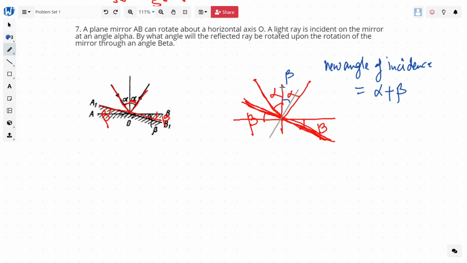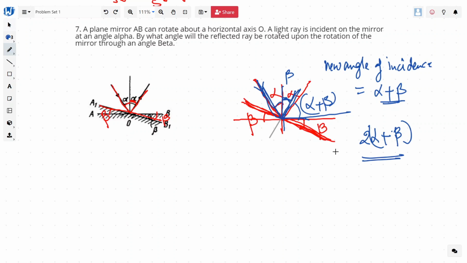So this was our previous normal. Now this is our new normal, and now this is the light ray which is coming like this. So now the angle of incidence is alpha plus this beta. Okay, hence it will reflect like that at an angle alpha plus beta. So the new angle at which it will go, basically the whole deviation from here all the way here, is going to be 2 alpha plus beta. So earlier it was 2 alpha, now it's going to be 2 alpha plus beta.